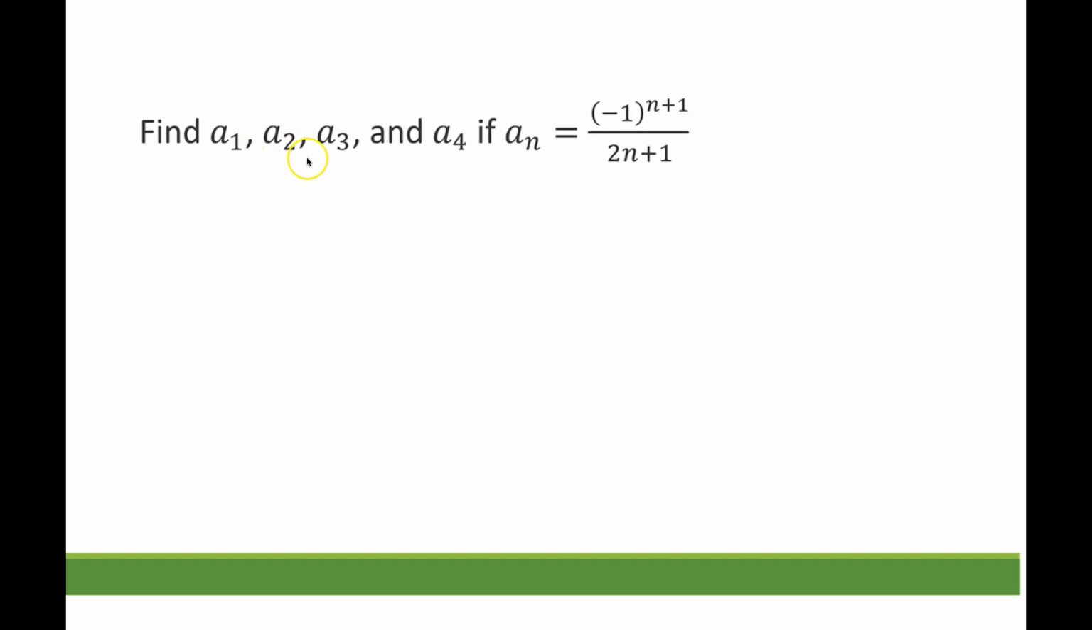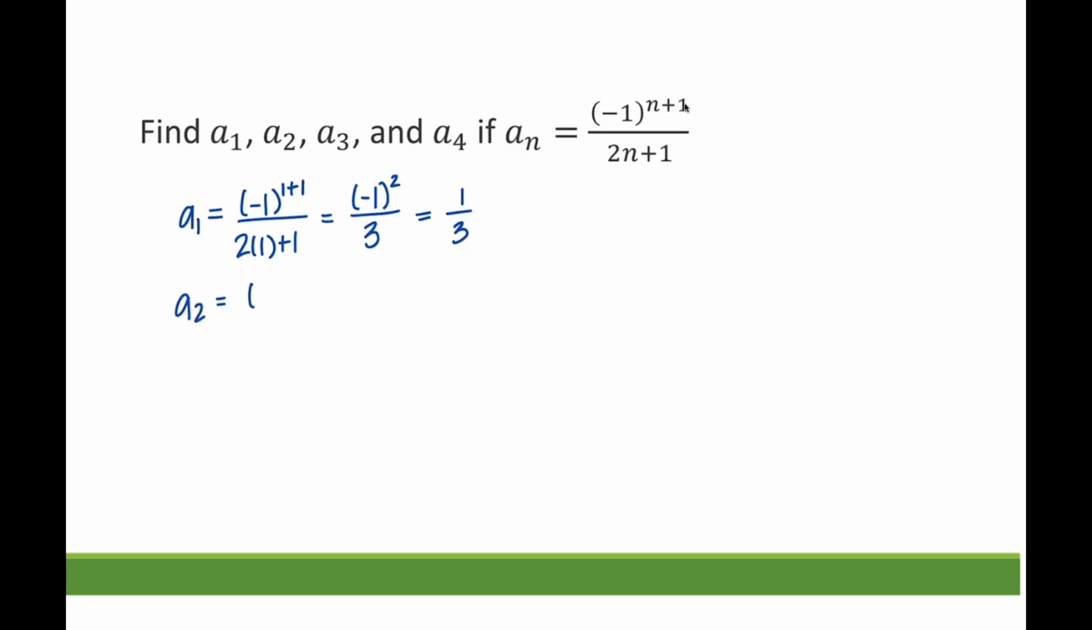Let's find a sub 1, a sub 2, a sub 3, and a sub 4 if a sub n is equal to the quantity negative 1 raised to the n plus 1 all over 2n plus 1. So what we're going to do is start with finding a sub 1. We're going to substitute in 1 into each n. So we're going to have negative 1 to the 1 plus 1 over 2 times 1 plus 1. So I have negative 1 squared over 3. Since I have a negative value to an even power, that's going to end up positive. So my a sub 1 is positive 1/3.